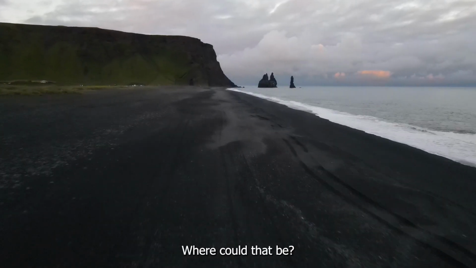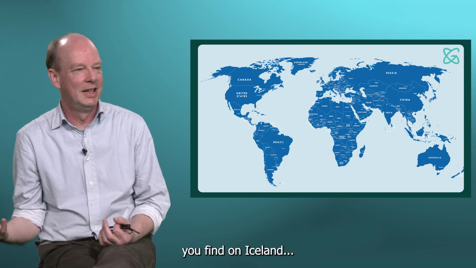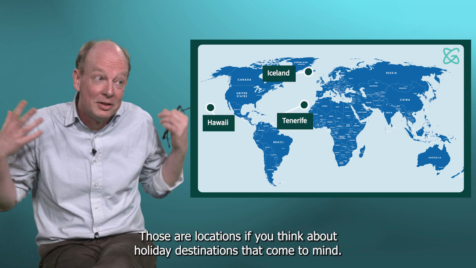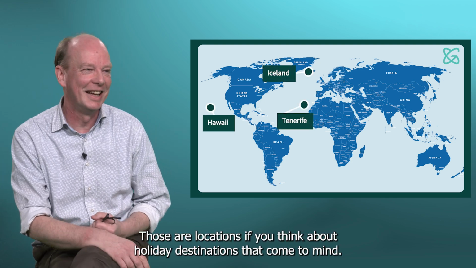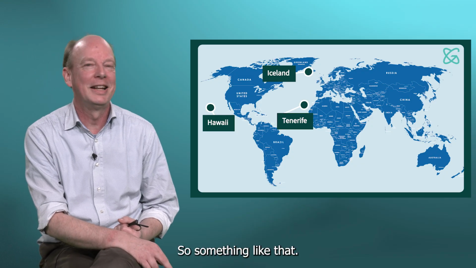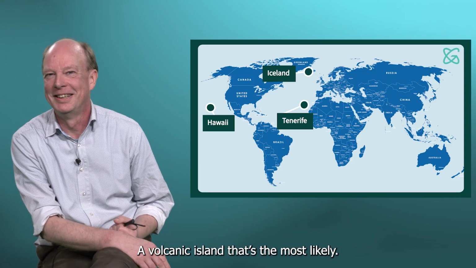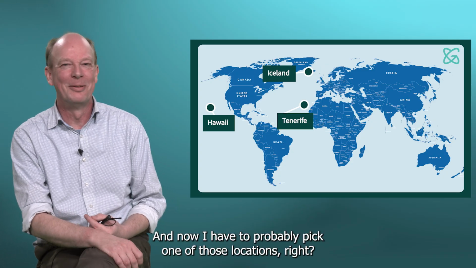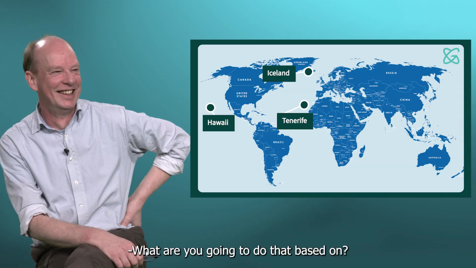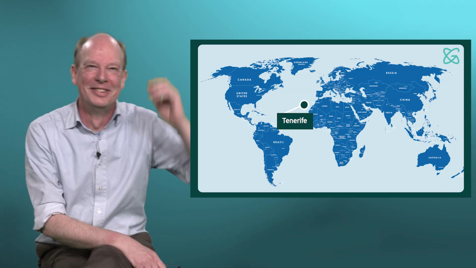Where could that be? Well, the sort of beaches you find on Iceland or Hawaii or Tenerife. Those are locations, if you think about holiday destinations, that come to mind. So something like that, a volcanic island, that's the most likely. And now I have to probably pick one of those locations, right? What are you going to base that on? A nice holiday location, Tenerife.